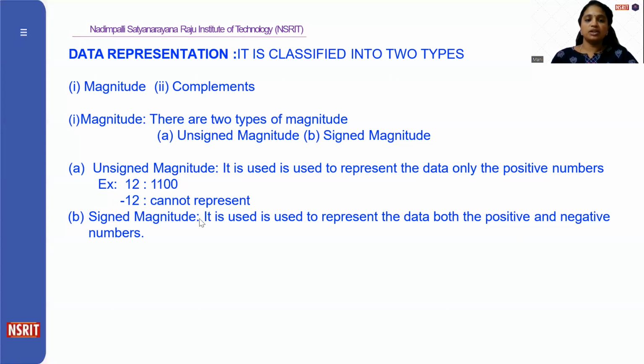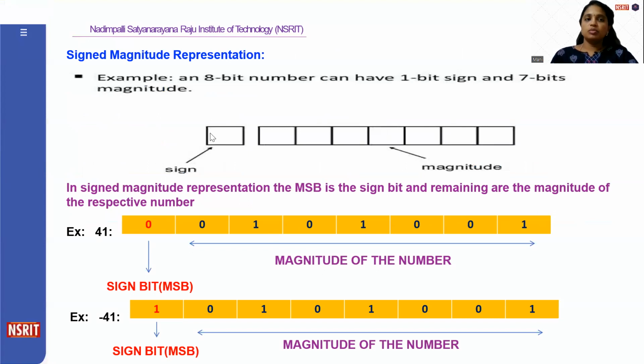Then the next one is signed magnitude. It is used to represent data in both positive and negative numbers. By using signed magnitude numbers, we can represent 12, and we can also represent minus 12. Let us see one example of how to represent a number in signed magnitude form. In this example, it is an 8-bit number. In an 8-bit number, 1 bit is the sign bit, and the remaining 7 bits are magnitude.